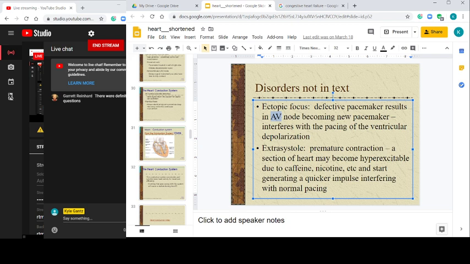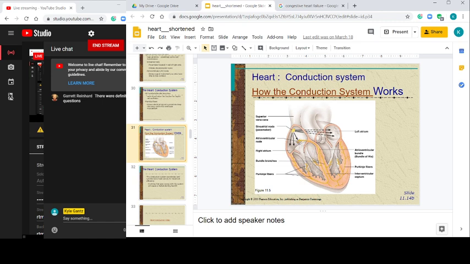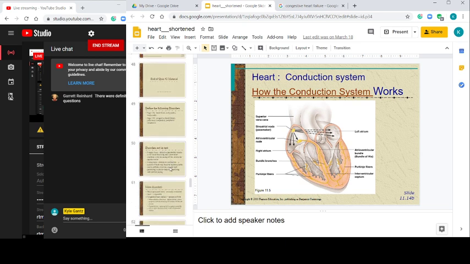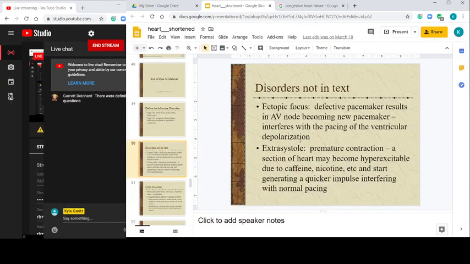So now, if all of a sudden this thing is sending the signal and not the SA node, that's going to mess with the pacing of the ventricular depolarization, right? If this thing sets it, then you're going to get a signal starting here, which is going to depolarize the atria and the ventricles at the same time. That's a problem.